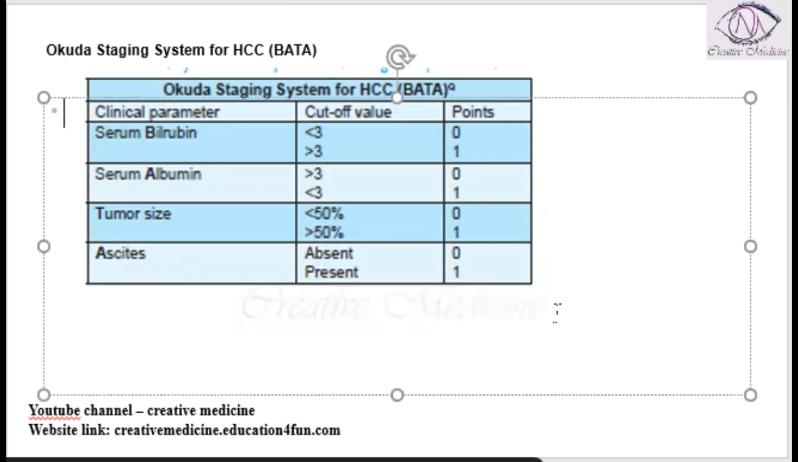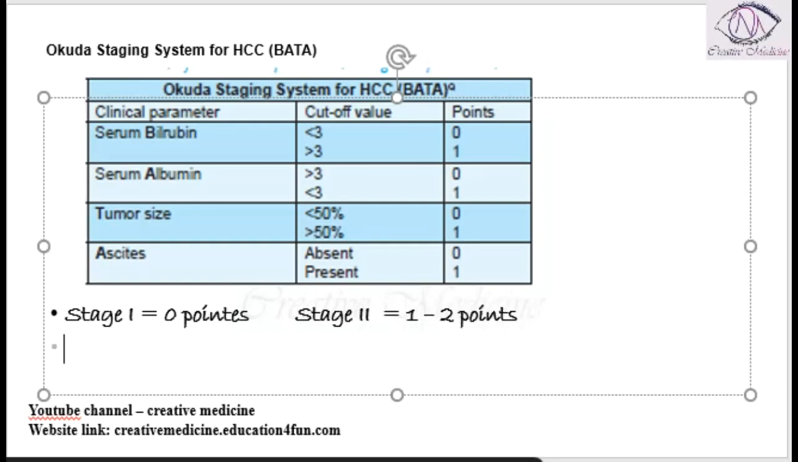If you add these all up, you get a maximum of 4 points, right? The patient is said to be in stage 1 if he has 0 points. A patient is said to be in stage 2 if he has 1 to 2 points. Then the patient is said to be in stage 3 if he has 3 to 4 points. So 0 points is stage 1, 1 to 2 points is stage 2, and 3 to 4 points is stage 3.